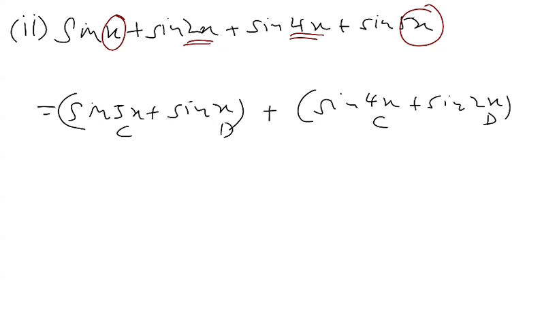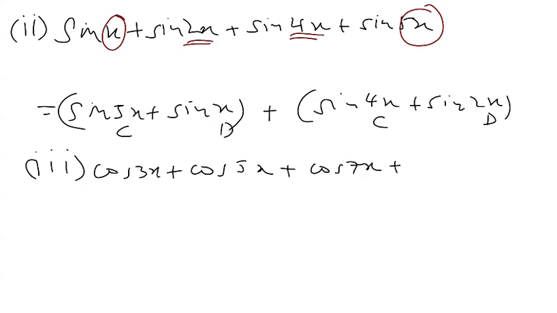Yeah. So that was question number 2. Let's go to question number 3. I've just given you the hint of sub question 2. Now sub question 3 you do cos 3x, cos 5x, cos 7x, cos 15x.